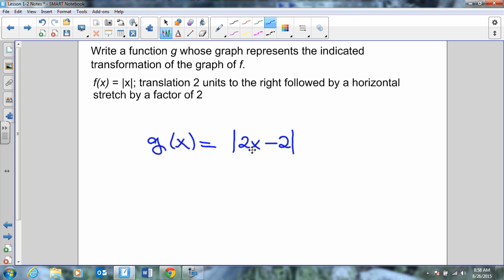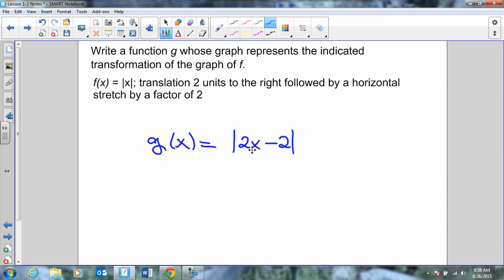Okay? A stretch horizontally means you're pushing it away from the y-axis. So if this was my original and I'm stretching it horizontally, it's now going to be something actually closer, because it's stretched horizontally. It's going to look like this. But that looks like a vertical stretch, right?